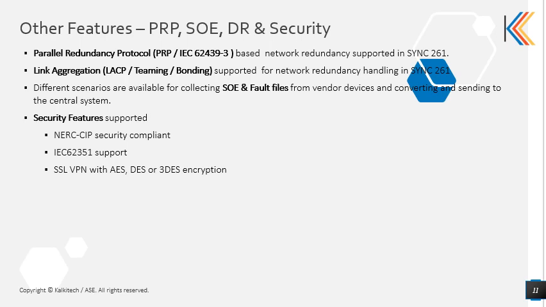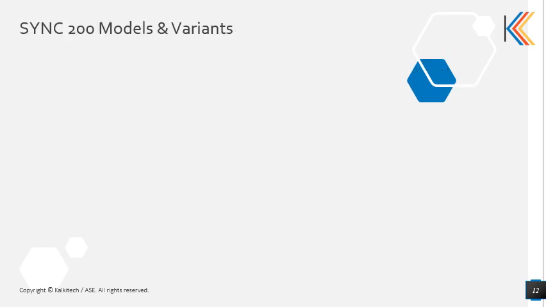Then security features are supported. NERC security compliance is completely there. The IEC 62351 protocol is supported with TLS 1.2 and other 62351 requirements are supported. Then if a VPN is needed, SSL based VPN with AES, DES and 3DES encryption are supported. So these are some of the security features that are available.